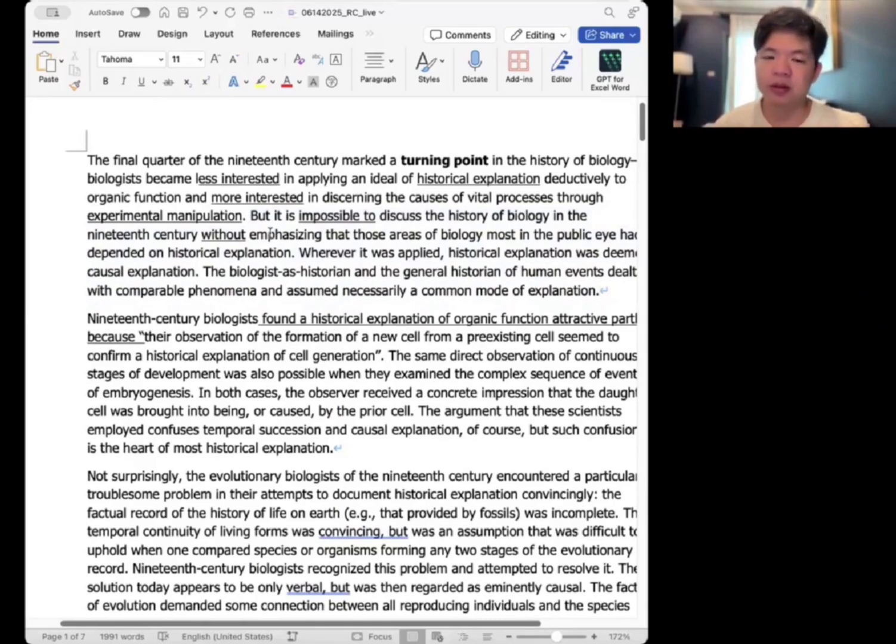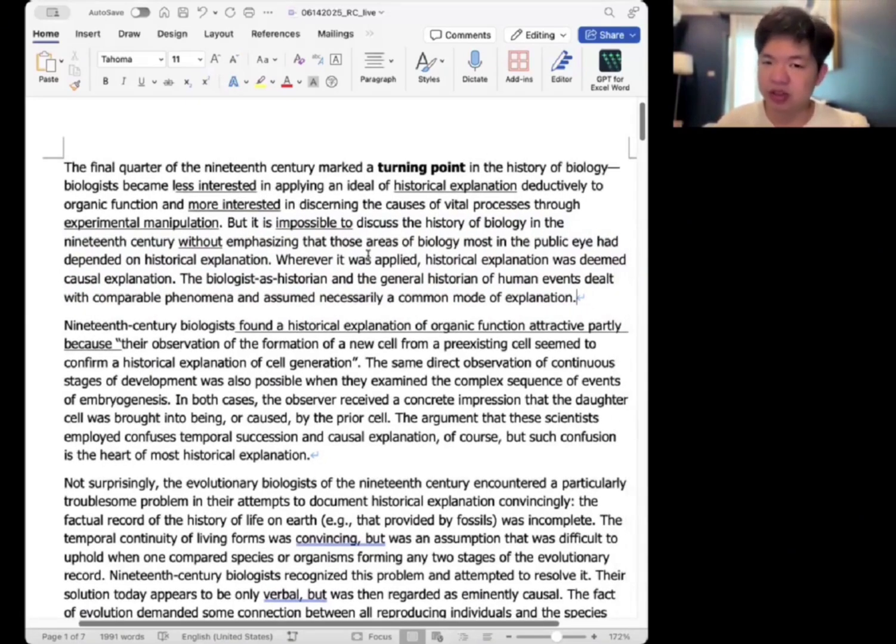When discussing biology at that time, it's impossible not to talk about them. The main focus of biology back then was on historical explanations. In other words, if you want to talk about biology of that era, you have to figure out what the main focus of biology was in section 10. No matter where it was used, historical explanation was always regarded as a form of causal explanation. At that time, this was the main focus for biologists.